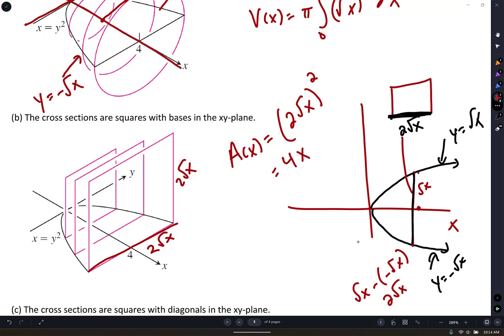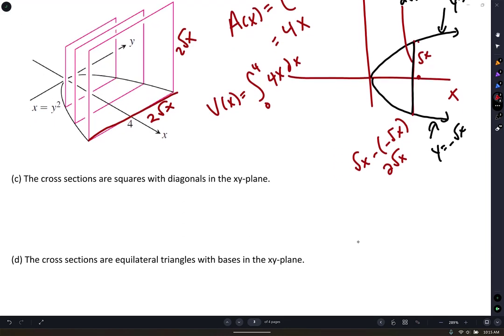If I wanted the volume of this from 0 to 4, they're not asking for that. If I wanted the volume in terms of x, you would go integral from 0 to 4 of 4x dx. Or you can also write 2 square root of x squared dx. Does that make sense, guys? Yes. Okay. Let's go to the next one.